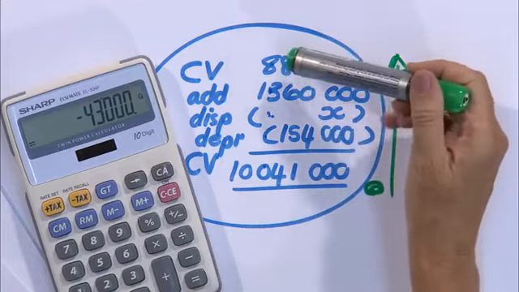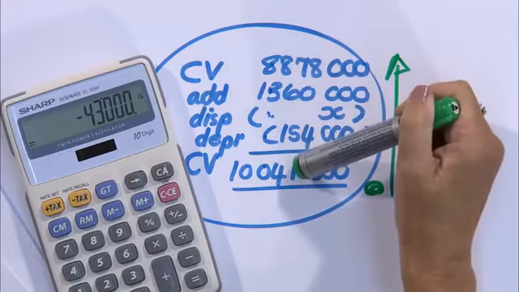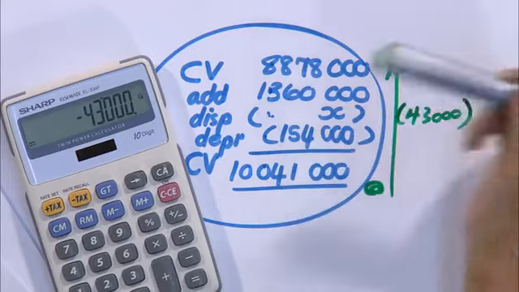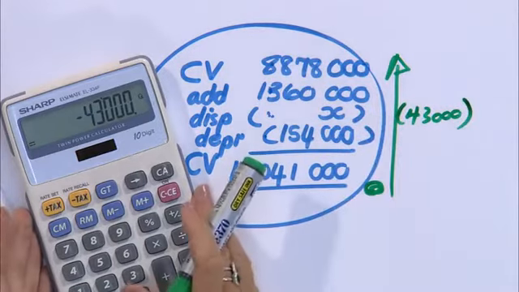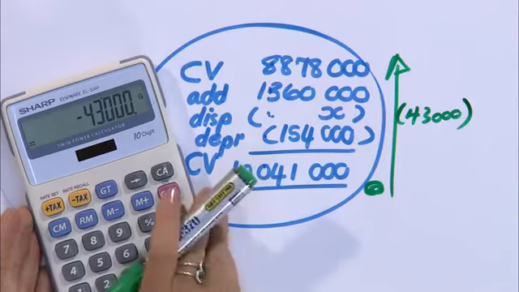Some people prefer to go from the top. That's totally fine. If you go from the top, you'll just type in as you see it, plus, minus, minus. But I think your calculator will then show a positive 43, as long as you know it's a bracket. Let's go put the 43 in our books. Now remember, this bracket means negative for assets.